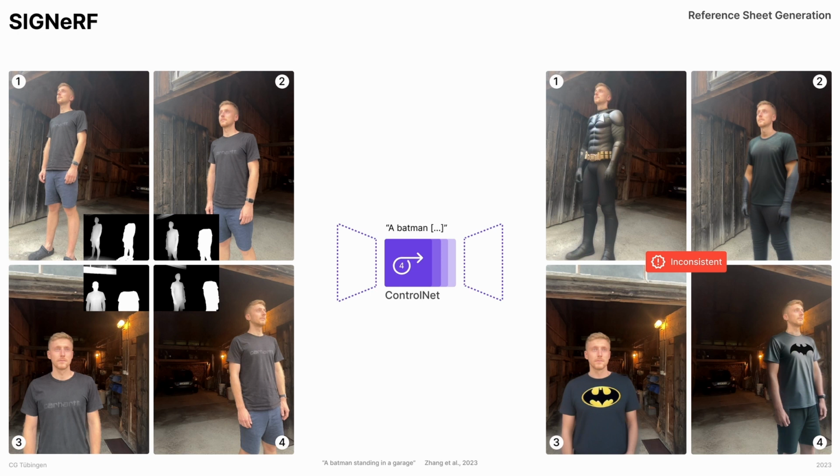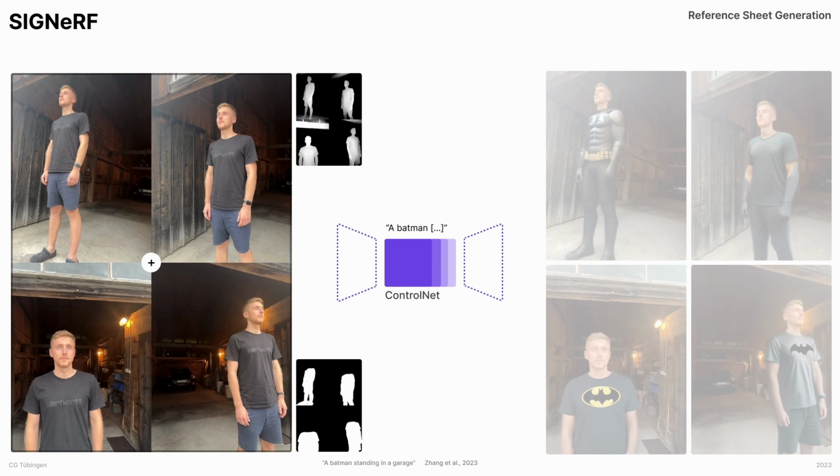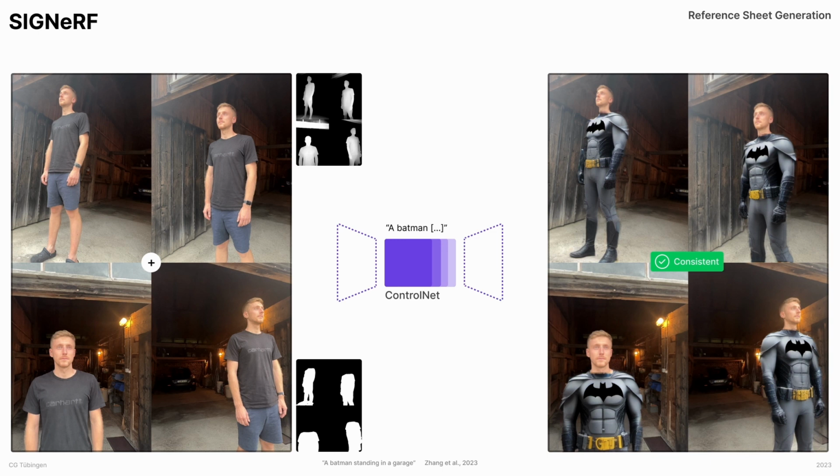However, and here comes our first core finding, if we combine those images into a single image, also for the condition and masks, run it through ControlNet, we receive an edited version that is vastly more consistent. We call this reference sheet generation.